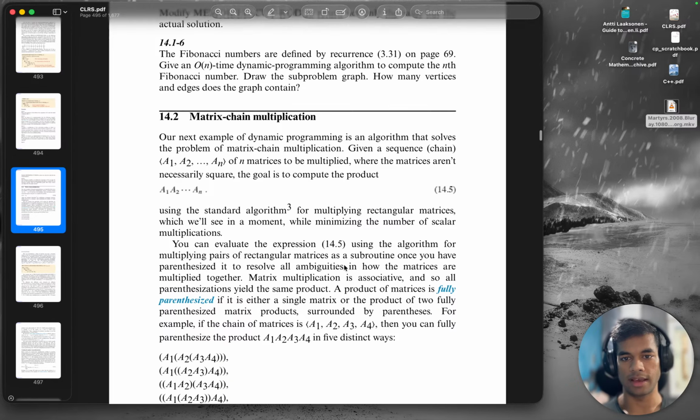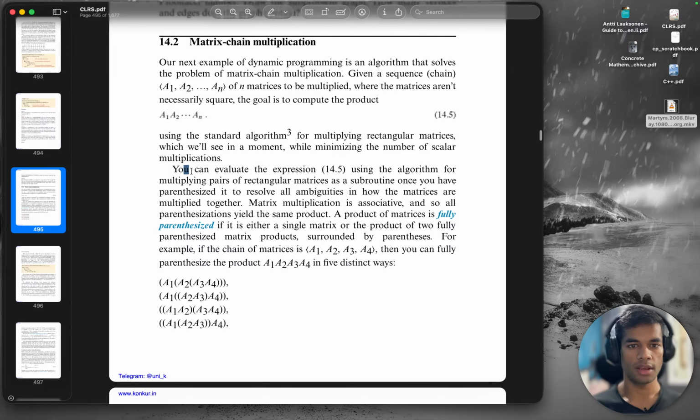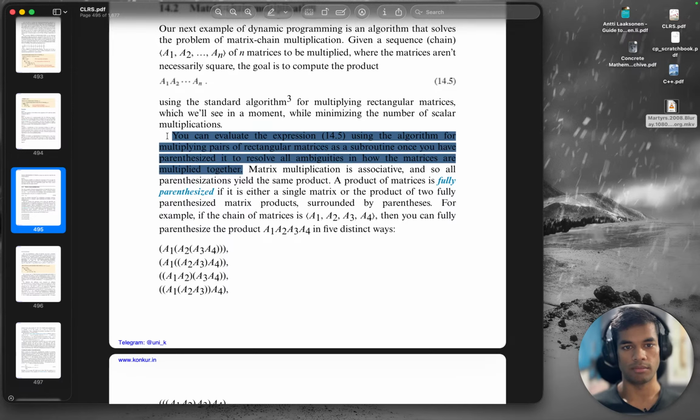For multiplying rectangular matrices, we will see in a moment, while minimizing the number of scalar multiplications, you can evaluate the expression 14.5, this thing, using the algorithm for multiplying pairs of rectangular matrices as a subroutine once you have parenthesized it to resolve all ambiguities in how the matrices are multiplied together. That makes sense?